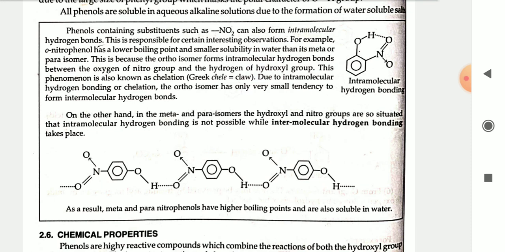Greek chele means claw. Due to intramolecular hydrogen bond or chelation, the ortho isomer has only a very small tendency to form intermolecular hydrogen bonds. On the other hand, in the meta and para isomers, the hydroxyl and nitro groups are so situated that intramolecular hydrogen bonding is not possible, while intermolecular hydrogen bonding takes place.